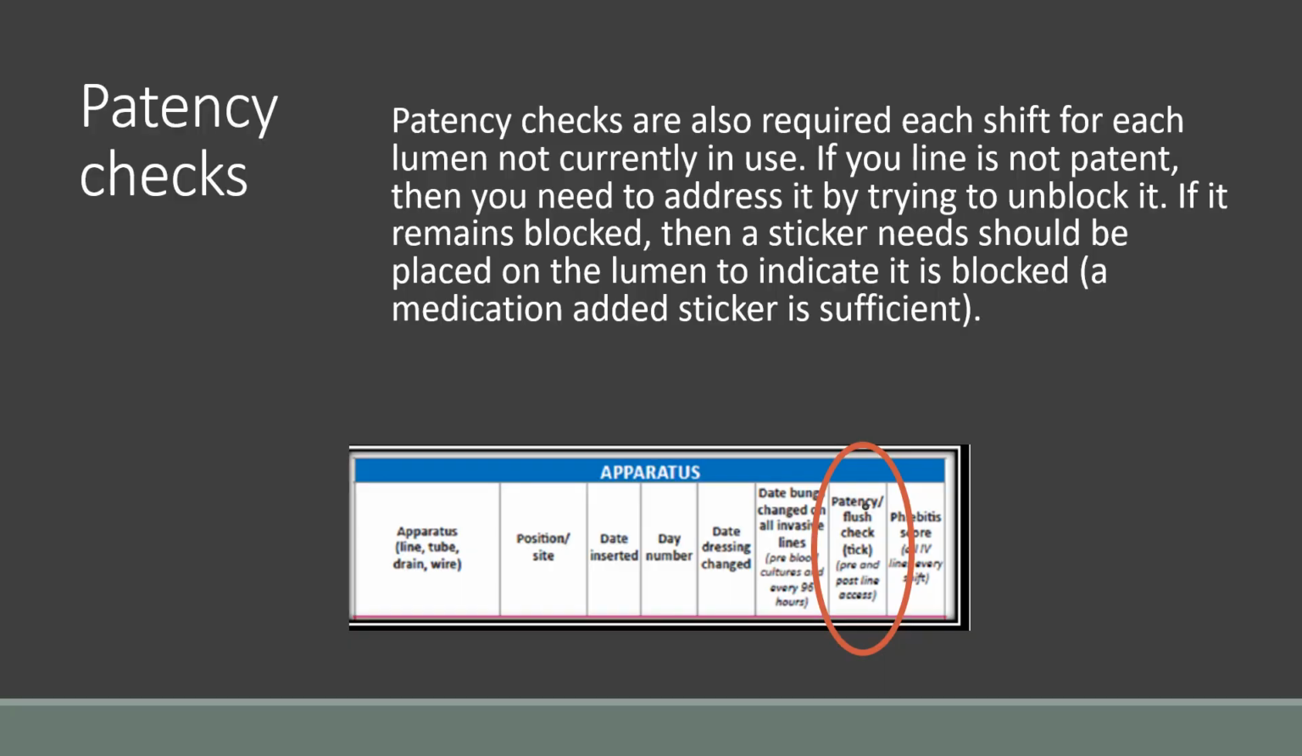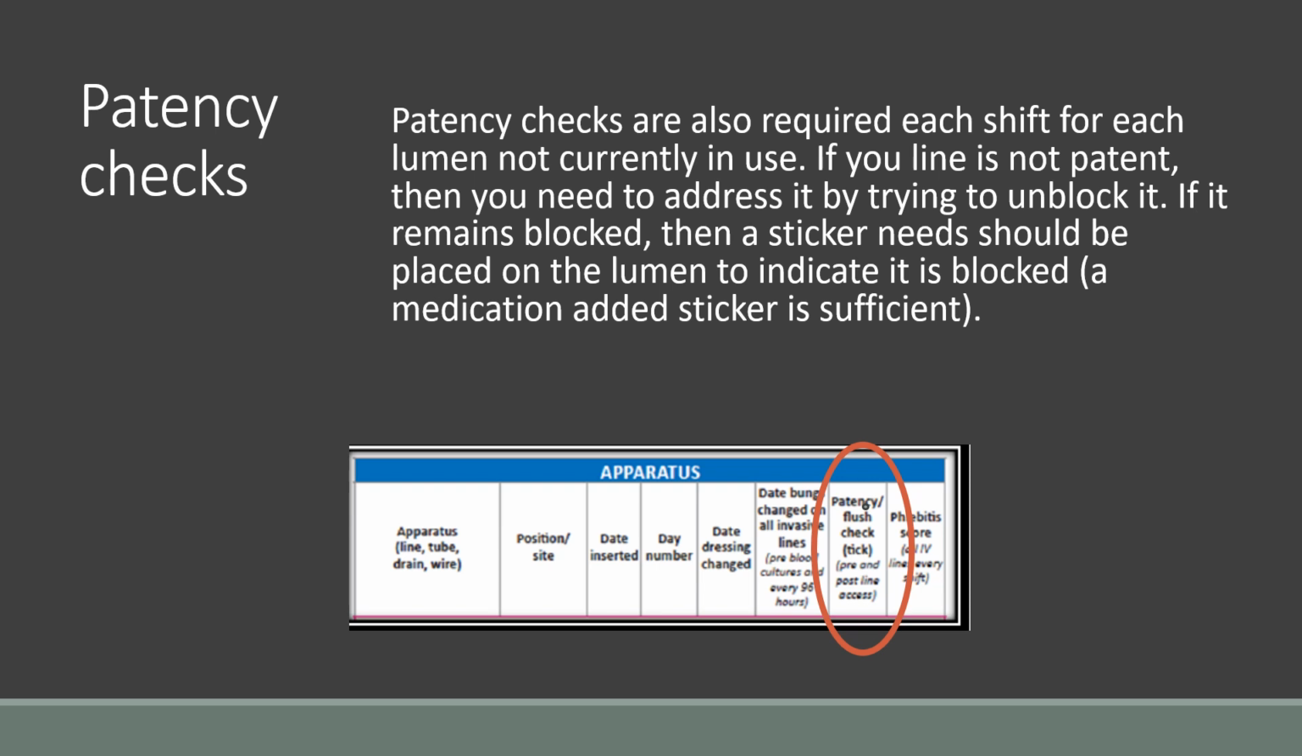Patency checks of your lines are also documented on this chart. You can just go ahead and tick when you have accessed the lines that you're not using. And really what we do is at the start of each shift, you're going to aspirate each of your lines that you have free, and you're going to flush them with a turbulent flush, and then you're going to clamp them. And there are two reasons for this. First of all, it gives you confidence that if you need to give something in a hurry through that line, you know that that line works.